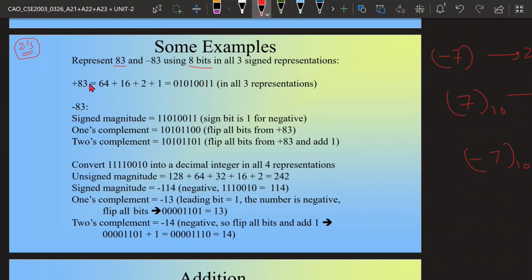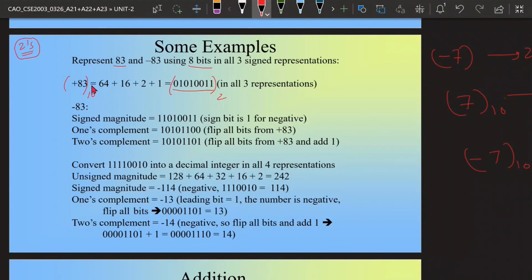In the case of plus 83, it is a decimal representation. If we want to convert it into a binary representation, we can subtract the maximum value of 2 to the power that can fit. Or another method is to divide 83 by 2, and then take the remainders, starting from the bottom and moving upward, and that will be our binary representation. So this is the decimal representation, and this result is the binary representation. So this is about the plus 83.